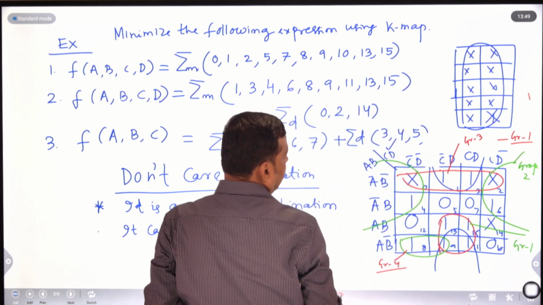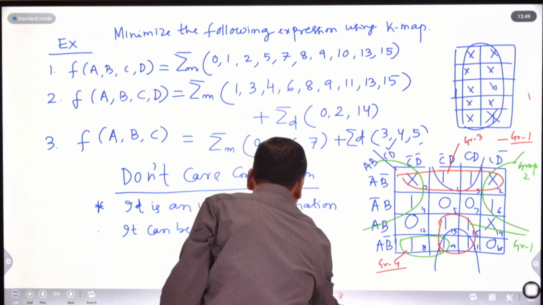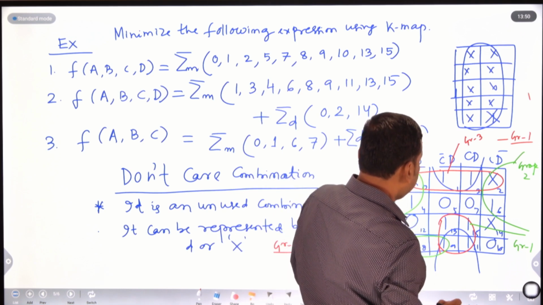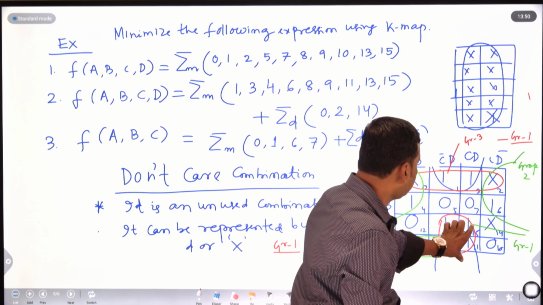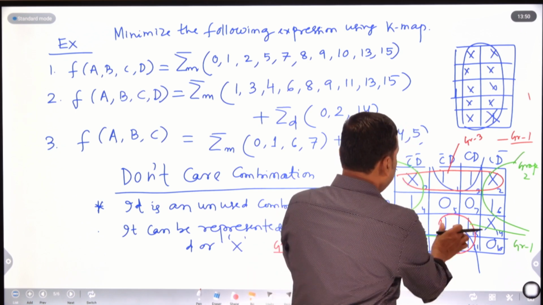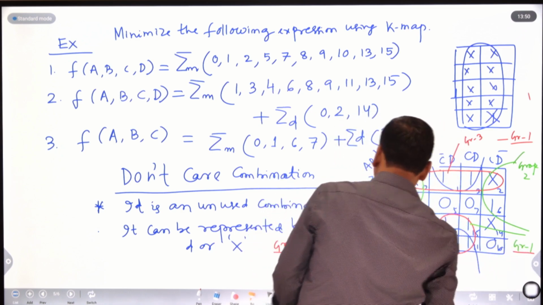So first group 1, what will we get from group 1? This is your group 1, this red color, this one is your group 1. In group 1, here the common is what? B, and here the common is D. In group 1, that is your BD.